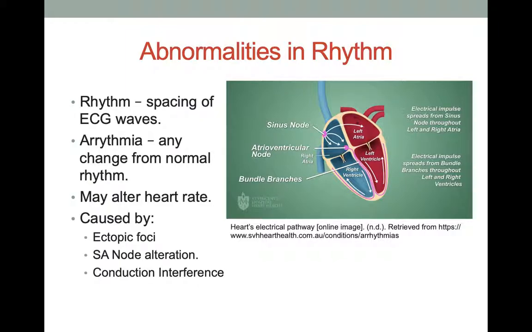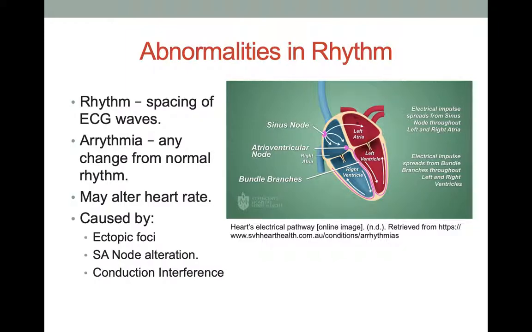So any deviation from normal in the rhythm we would call an arrhythmia. And depending on what the arrhythmia is, it can affect the heart rate because we're affecting the spacing between the two consecutive QRS complexes. That affects the heart rate.